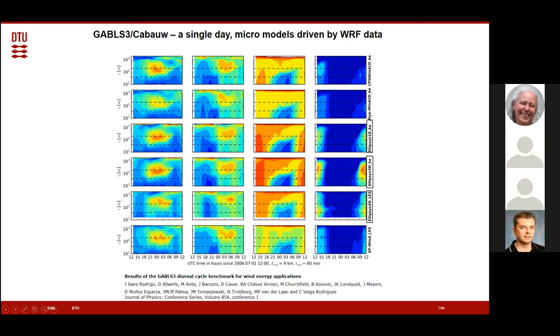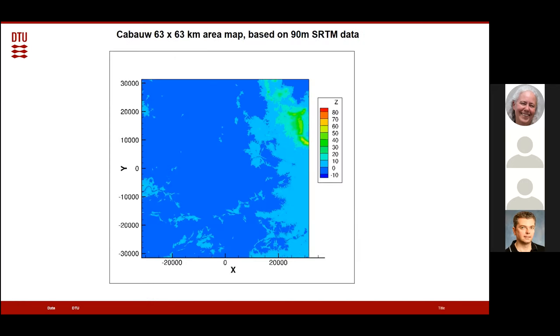If we now look at the results of the 1D and 3D models regarding the velocities and the temperature, we can see quite good resemblance between them, as we expected. Before moving on to more complex terrain, I thought it was interesting to see why things are going reasonably well at this particular site.